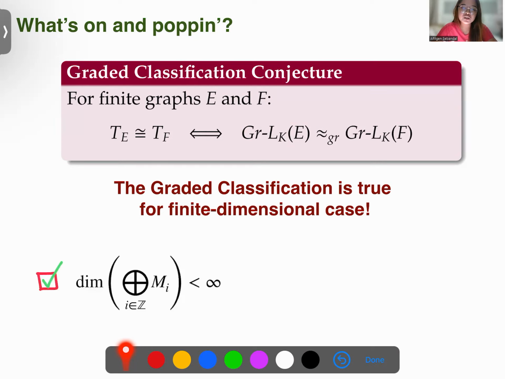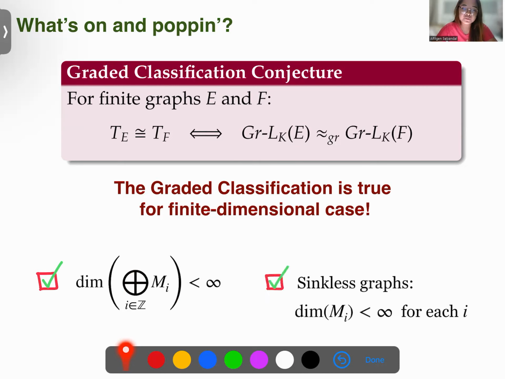Another variation is where the dimension of your graded module is finite. Another version is where the summands of this direct sum are finite. We have also proved that, but for the meantime, for sinkless graphs.